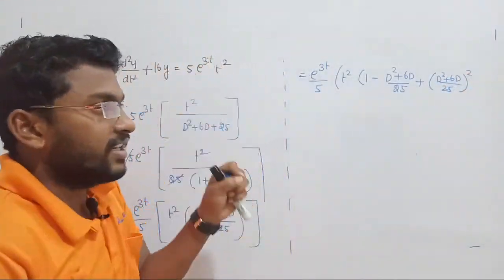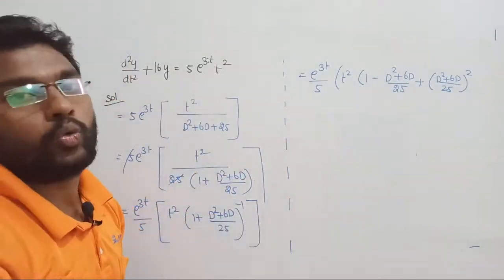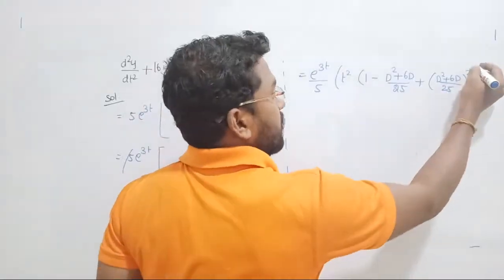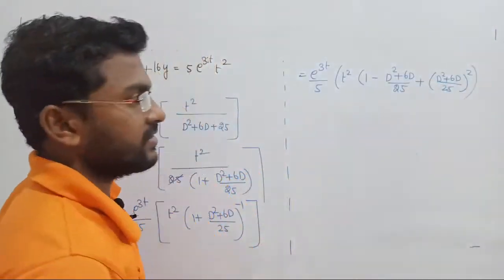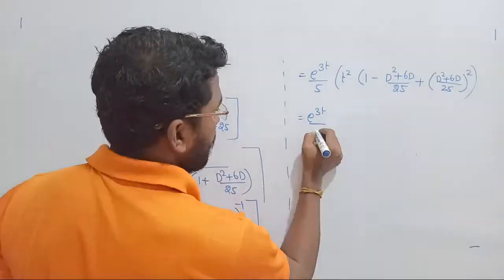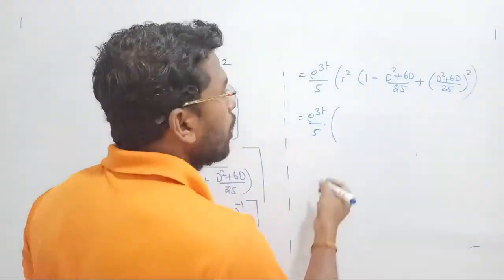Is there any necessity to consider the third order term? No. Why? Because my maximum power is 2 only, right? So let's restrict with this. Let us restrict with this. Let's proceed. E power 3t upon 5, just keep it outside. Now open up the bracket.